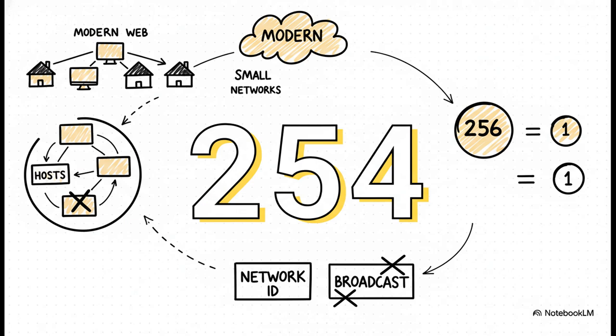So because of how this addressing works, a standard Class C network, which is a super common type for smaller setups, can have a maximum of 254 usable devices or hosts. Now you might be thinking, wait a minute, why not 256? And that's a great question. It's because 2 addresses are always kept for special purposes. One for the network ID itself, and another one for broadcasting a message to every single device at once.